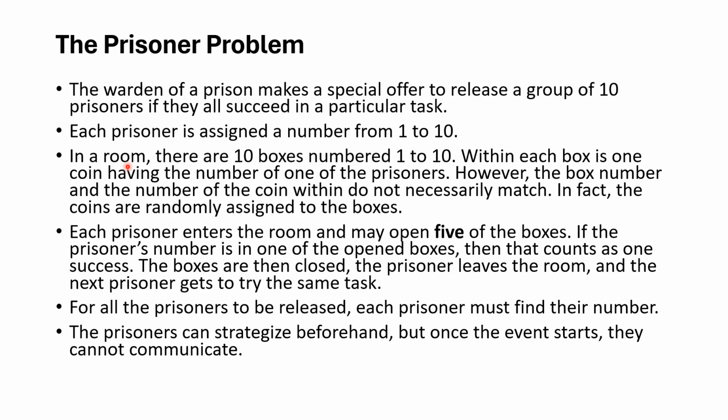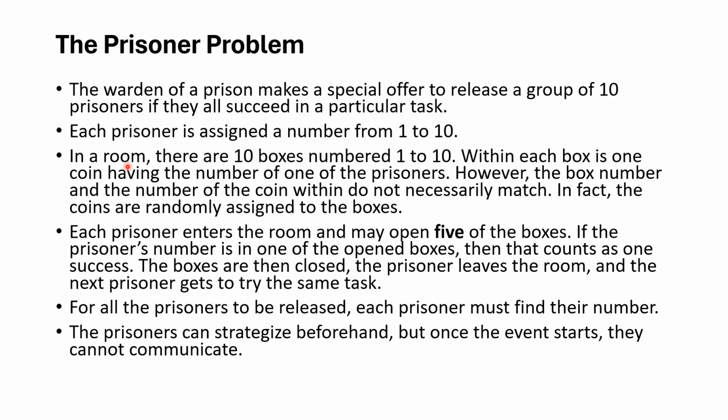So a prisoner goes into the room and sees 10 boxes, and he's allowed to open 5 of them. If his number is in any one of those 5 boxes, then that's considered a success. The difficulty is that all 10 prisoners need to do this, and they can only open 5 boxes. So there are a bunch of conditions here that make it more difficult. It's basically a logic puzzle. There's no way of the prisoners communicating once the process starts.